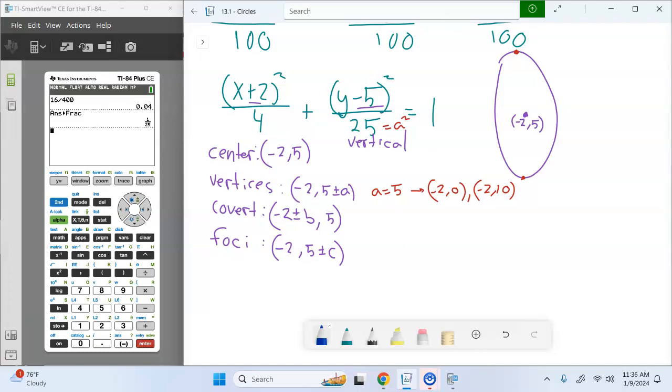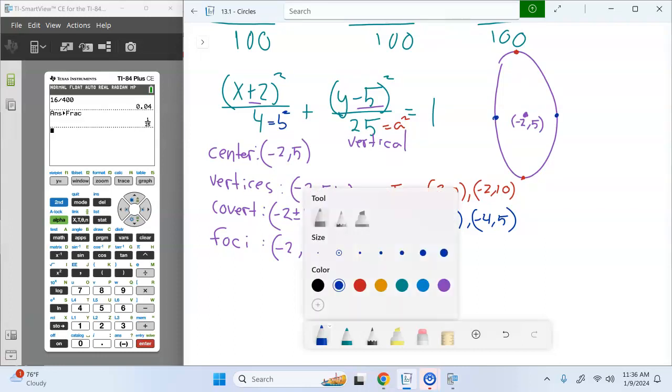All right, where do we look for B? B will be 2. Where did we get that from? 4. And so we're going to add and subtract 2 from -2, giving us 0, 5 and -4, 5. Here and here.